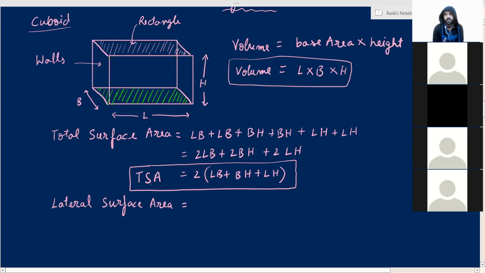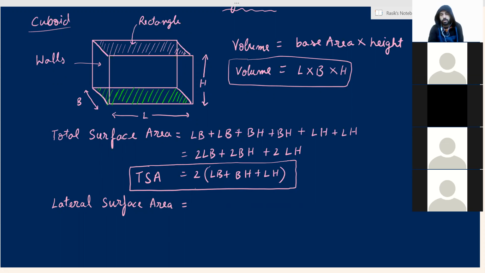First one is total surface area, and the second one is lateral surface area. Lateral surface area is very simple. Area of only the four walls of the cuboid is known as lateral surface area. That means in this you will not include the area of the base and the top.